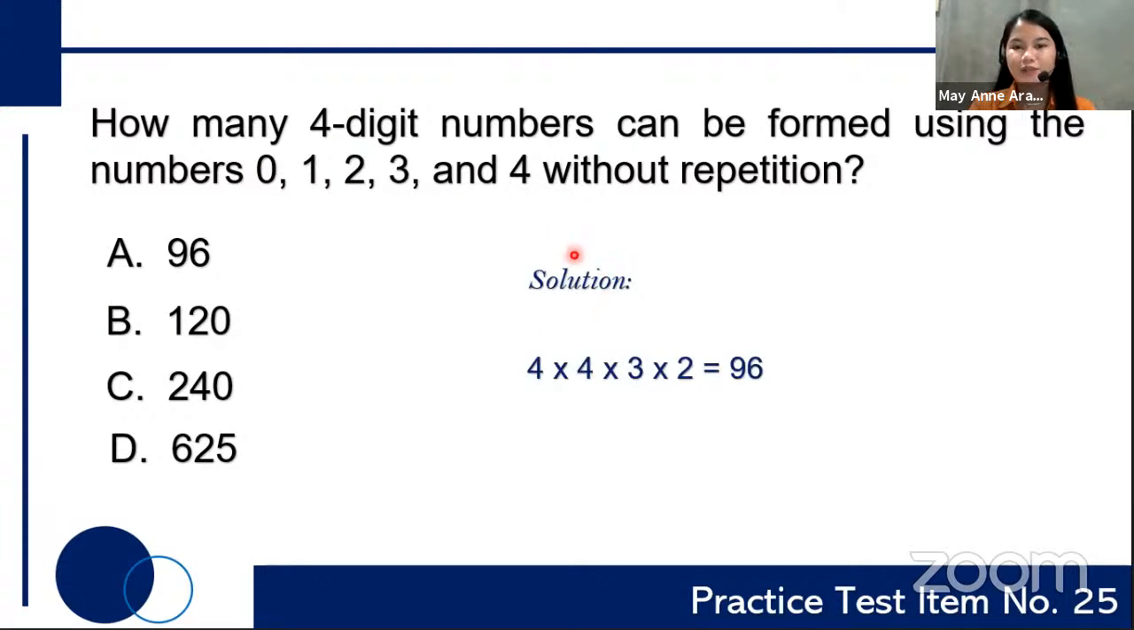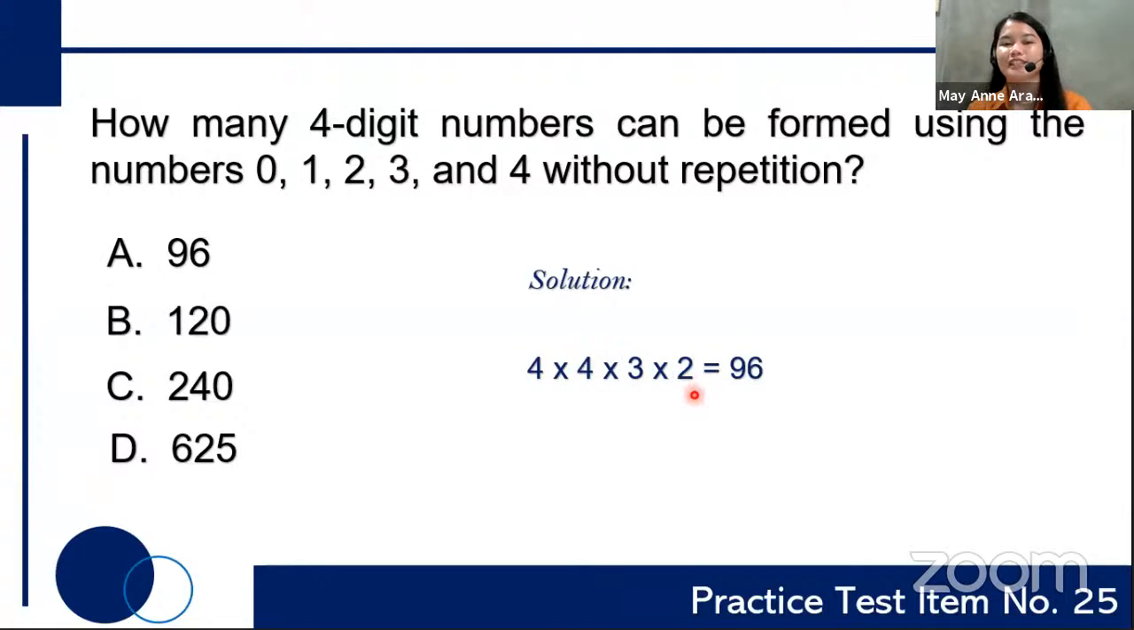Now, since without repetition, meaning hindi pwedeng maulit yung nandun sa first digit na. So, we need also to subtract 1. Diba? So, you have only 4 options sa second. And since without repetition nga, so subtract again ng 2 since we have 2 digits na already.